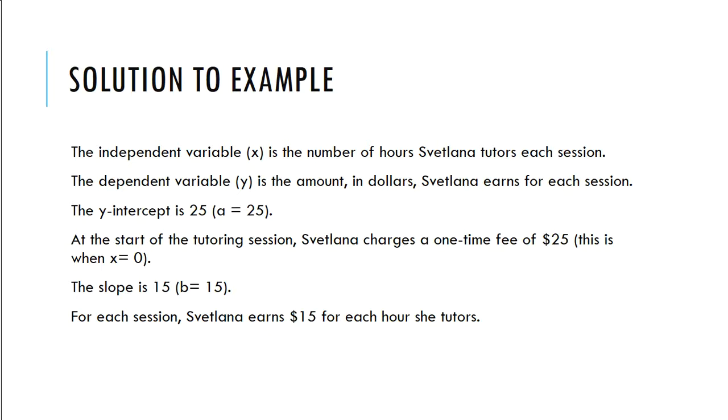The y-intercept is 25. At the start of a tutoring session, Svetlana charges a one-time fee of $25. So this is when x is 0. Nothing's going on, right off the bat you sit down with her, that's $25. Then the slope is 15 because she charges $15 each additional hour.